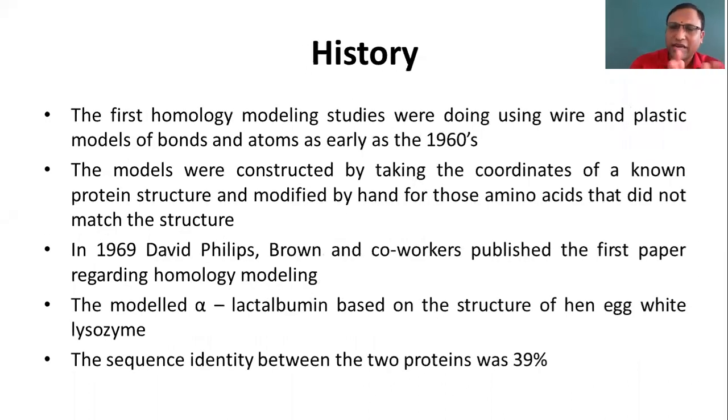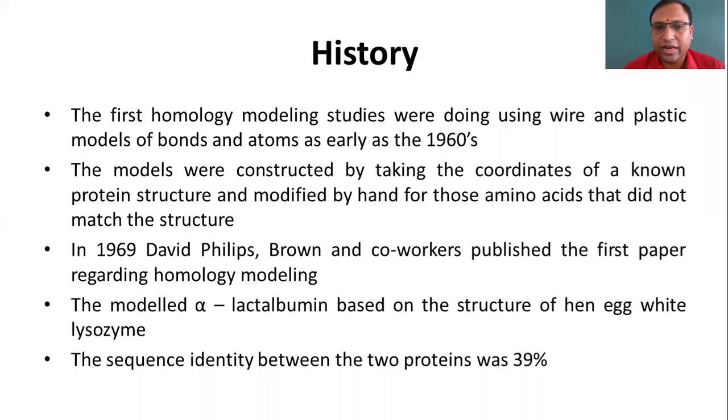So let's see about the history, where it all started. The first homology modeling studies were done using wire and plastic models of bonds and atoms as early as the 1960s. The models were constructed by taking the coordinates of a known protein structure and modified by hand for those amino acids that did not match the structure. So in those days, since this modeling software was not there, they used wire and plastic models like balls, and then they made the models and presented them.